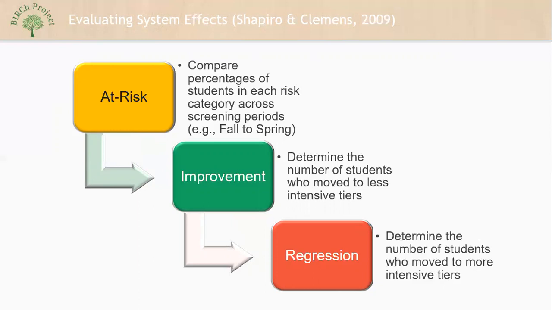This is important because looking just at the percentage of students at risk in each screening period doesn't tell you whether or not those students are the same students. So just because the percentages of students at risk in fall and winter or fall and spring screening are the same, it does not necessarily mean that those are the same students. We could have movement. The goal, hopefully, is that we have more students moving from more intensive tiers to less intensive tiers. We see improvement rather than seeing students move to more intensive needs for intervention.